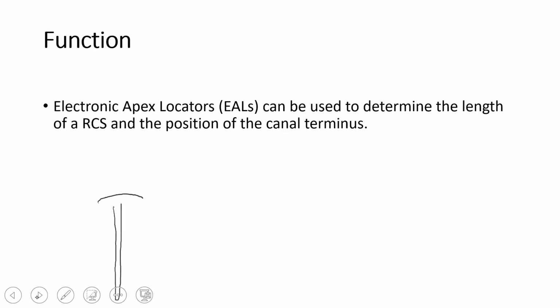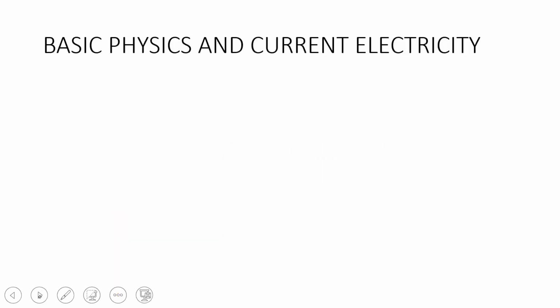Now, as we all know, the apex locator helps us to determine the length of a root canal system and the position of the canal terminus. But how does this apex locator determine it, and what is the actual functioning going on inside this electronic device?